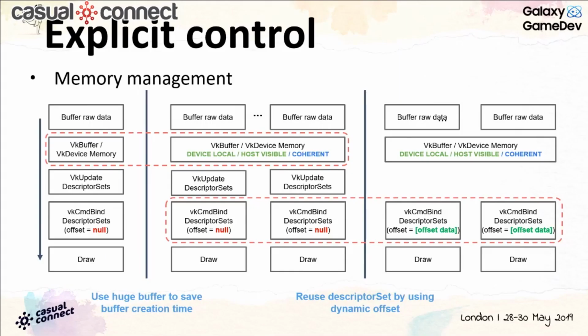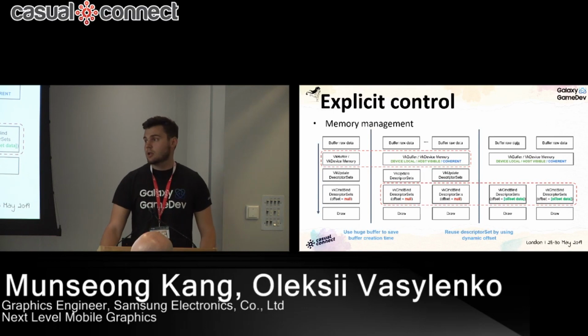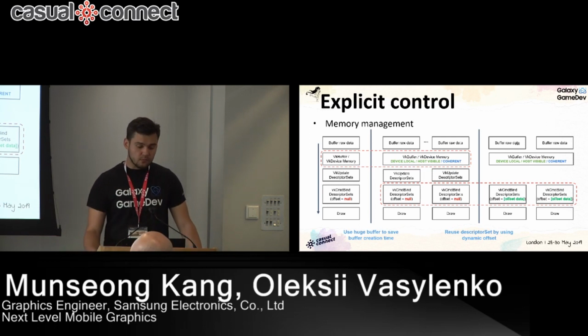Also, you can organize your own memory management. For simple demos, it might be enough simply to allocate raw data to a new VK buffer every time it is required. In this case, you need to set up descriptors for these resources and update them by descriptor sets, and only after that you may draw.